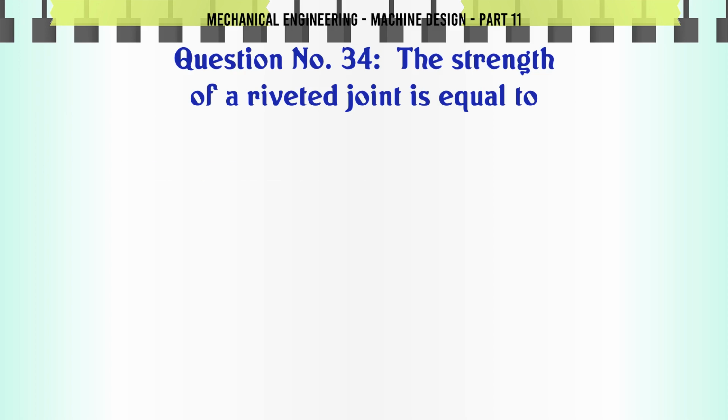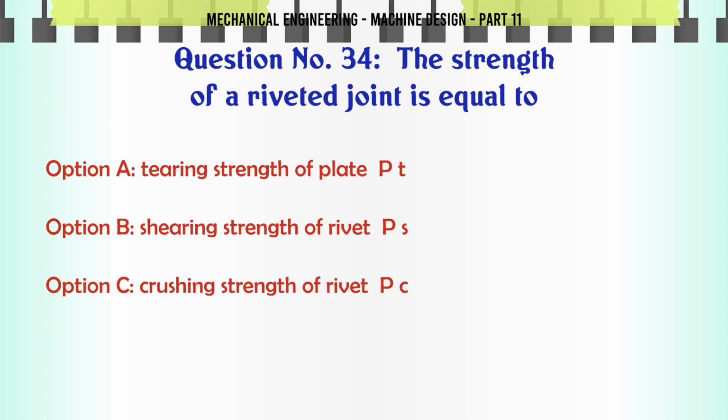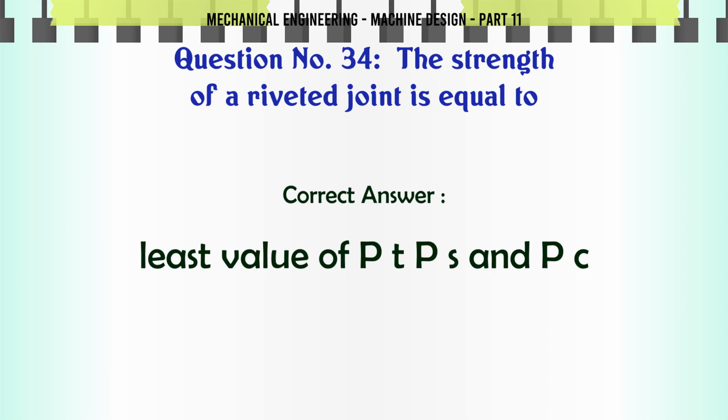The strength of a riveted joint is equal to A. tearing strength of plate PT, B. shearing strength of rivet PS, C. crushing strength of rivet PC, D. least value of PT, PS and PC. The correct answer is least value of PT, PS and PC.